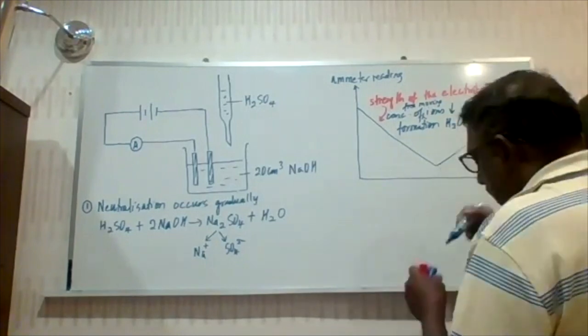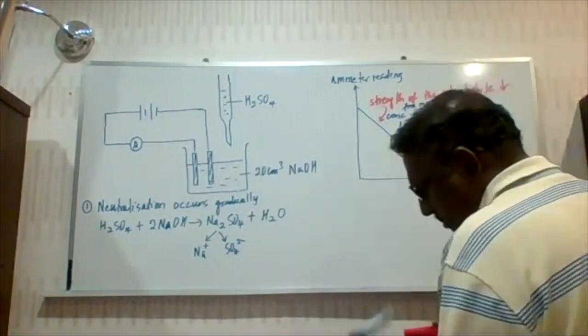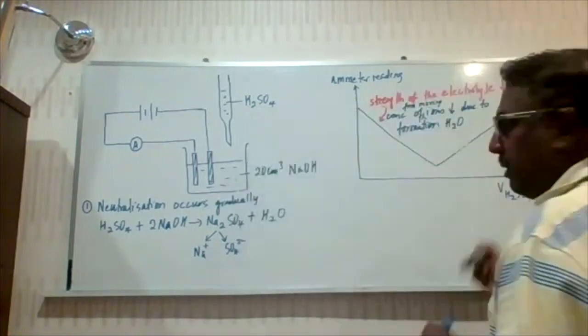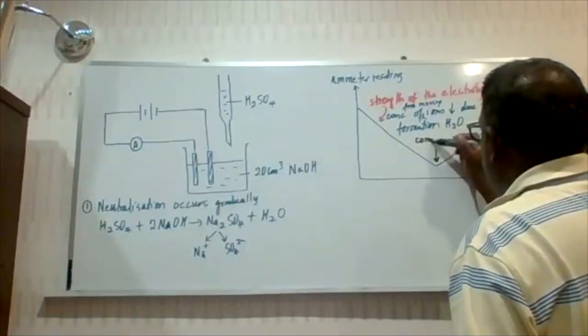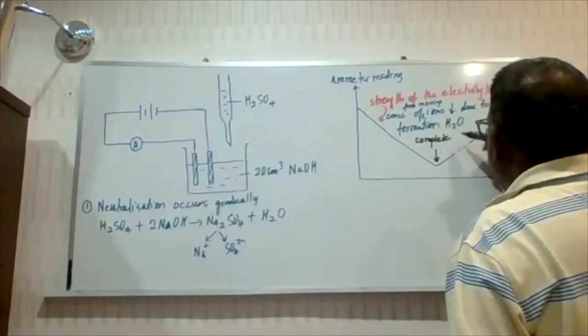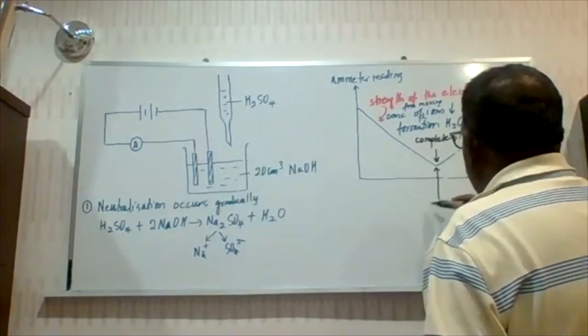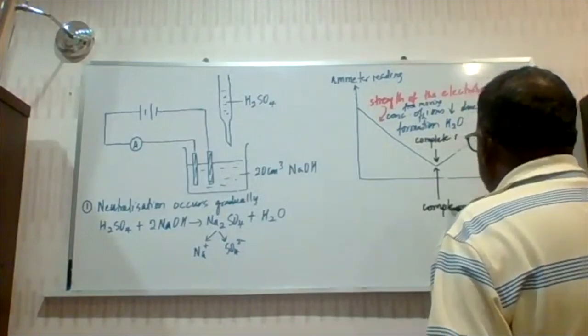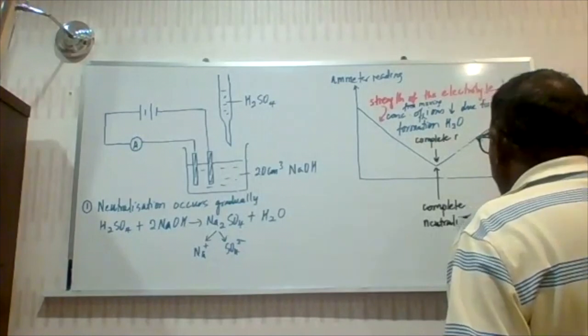And then something happens here. Complete neutralization takes place at this point. Understand it? Here, complete neutralization takes place. Complete neutralization occurs here. I put it here, separate like this. That's complete neutralization of NaOH.